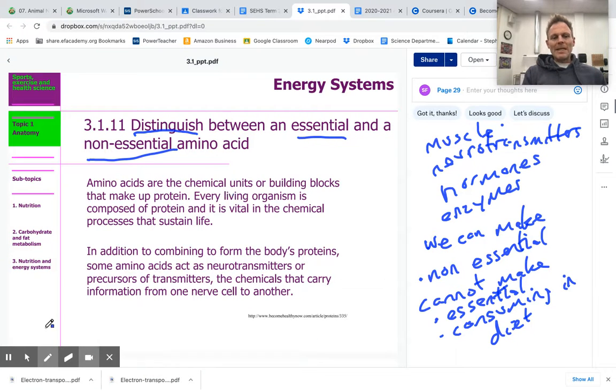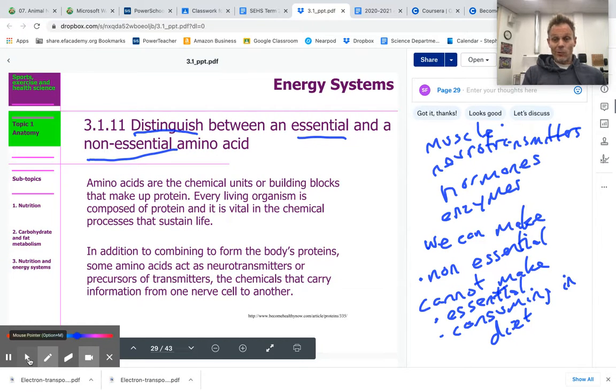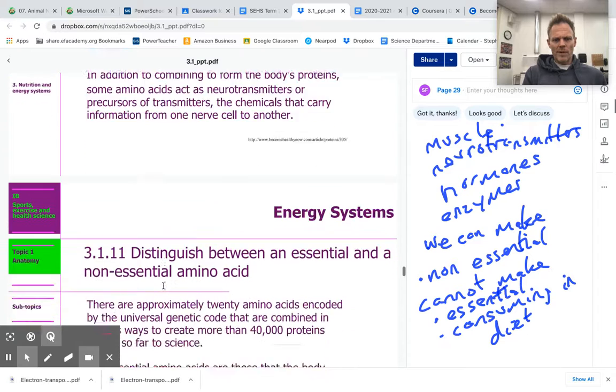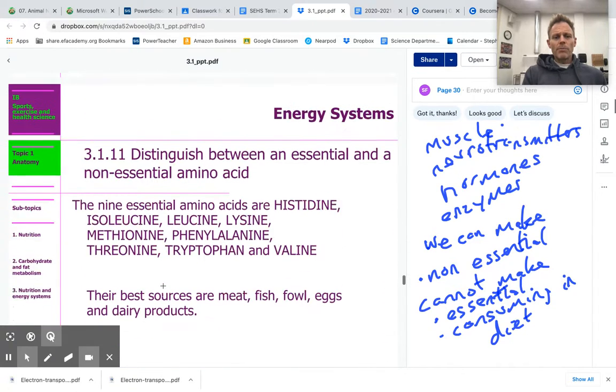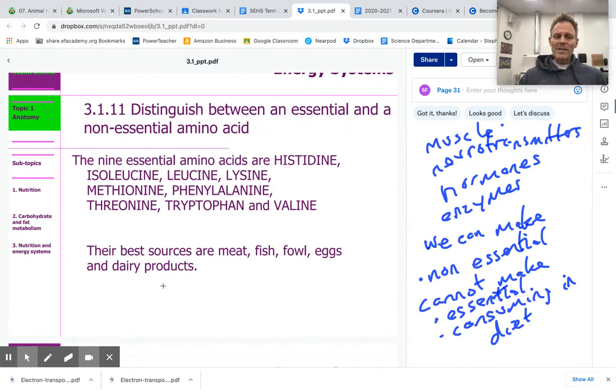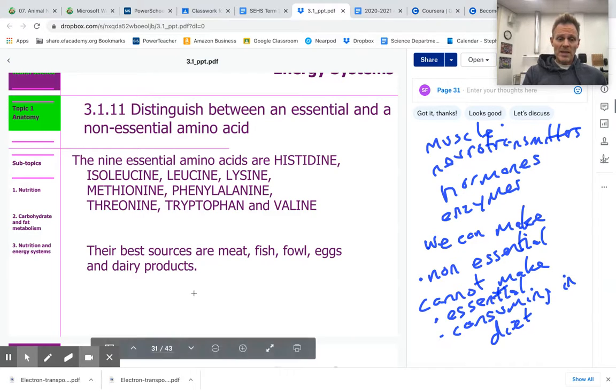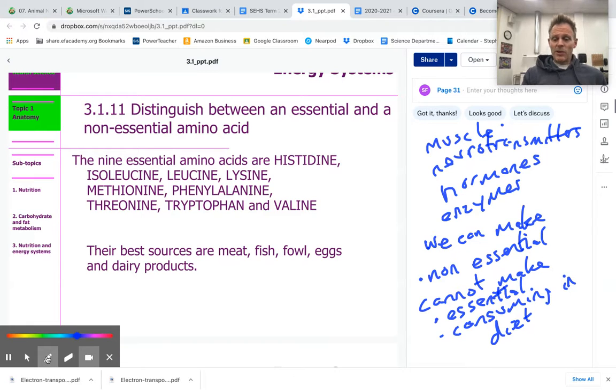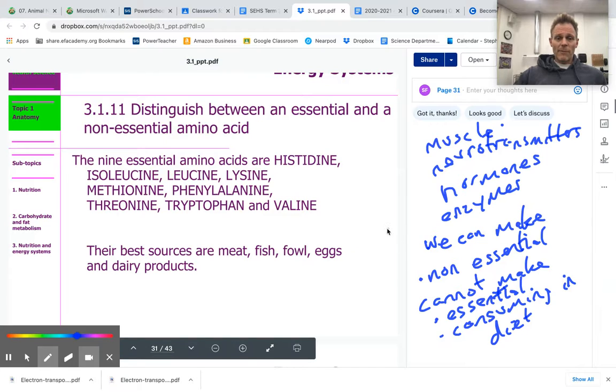I don't believe I am an SCHS rookie, so I don't know all the rules, and I will find out for you. I don't believe you need to memorize the essential and the non-essential amino acids. That seems crazy. I've never heard of an IB course asking you just to remember a list of things. So this is just, I think, informational.